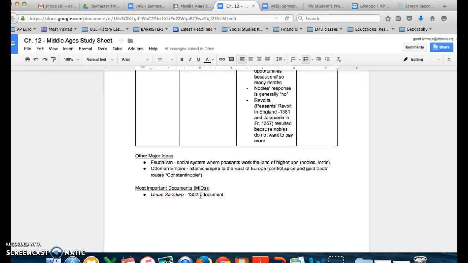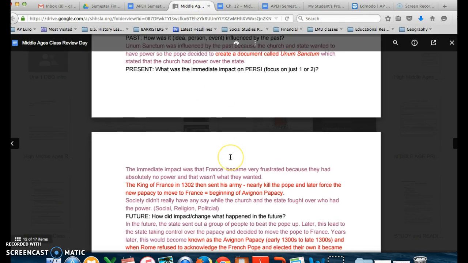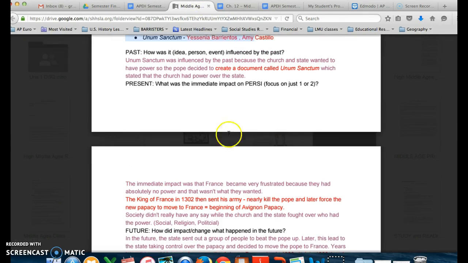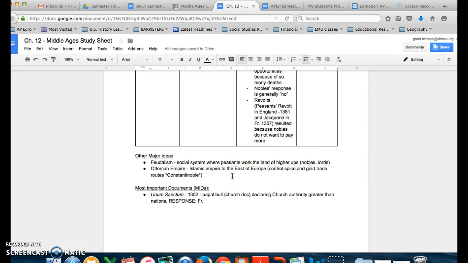document. It's actually, let's use terminology, papal bull, which means just church document, church doc, declaring church authority greater than nations. Note the response, France. France and King Philip, I believe. Let's see if it's in there. Not, but that would be helpful to know the king. But anyways, it's fine. France responds violently, and ultimately this leads to the Avignon Papacy.